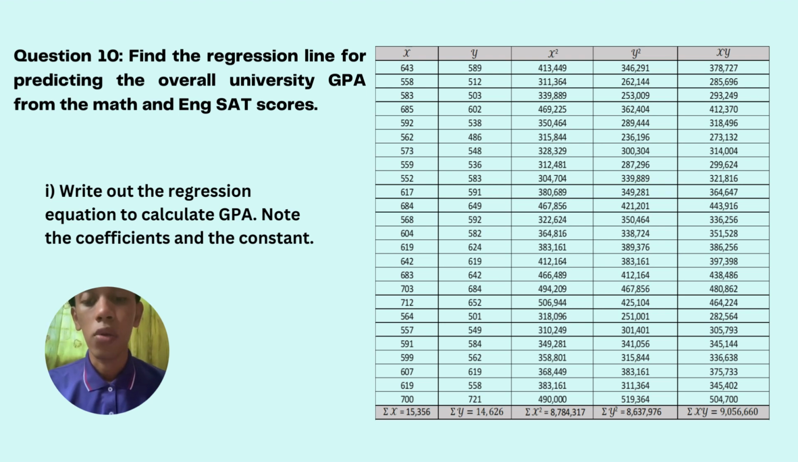Today I want to present about our group assignment, which is business statistics. So I will present question number 10. For question number 10, we have two parts. The question for part 1 is to write out the regression equation to calculate GPA and note the coefficient and the constant.